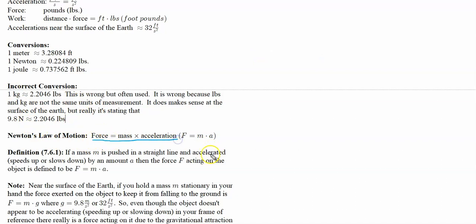Of course, we already have talked about Newton's law of motion: force equals mass times acceleration. Now with all of this covered, let's take a look at some definitions for work and some examples.